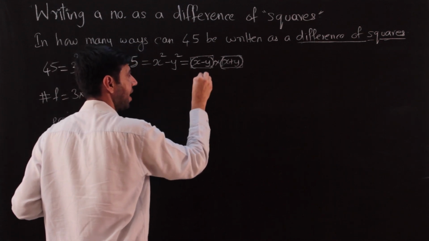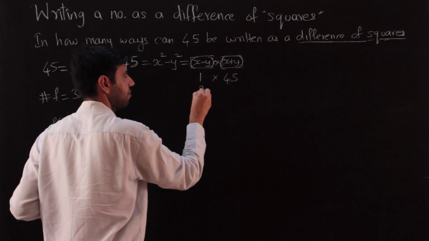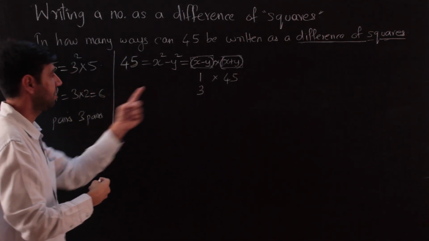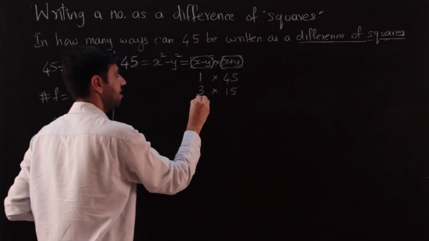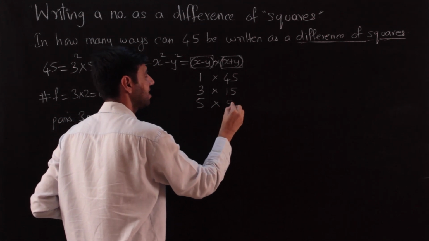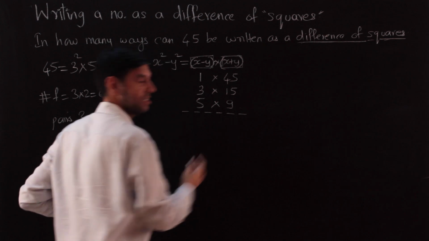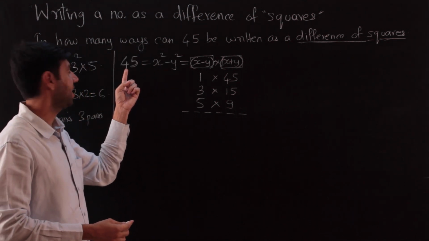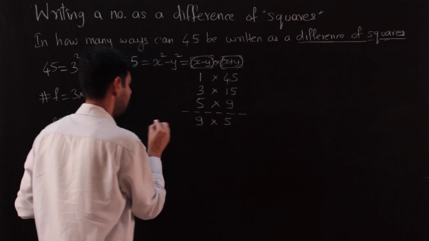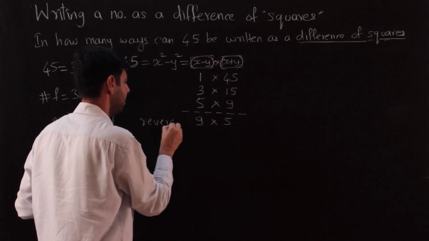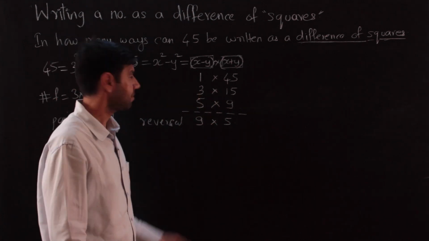So x minus y could be 1, and x plus y will be 45. x minus y could be 3, since 3 is a factor (2 is not a factor of 45), and x plus y is 15. 4 is not a factor, 5, and 5 into 9 is 45. And the 3 pairs are done. After this, 6 is not a factor, 7, 8 is not a factor, and the reversal starts. So the reversal will begin from here. I'll continue in a moment, but let's finish our task here.